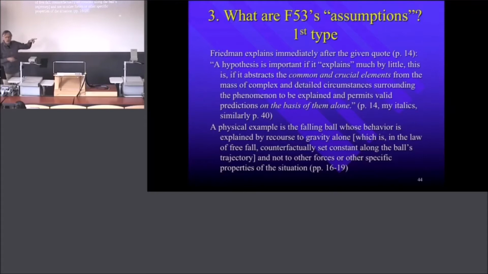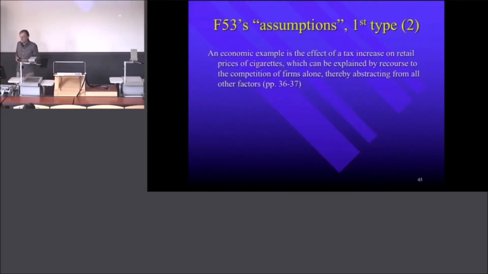The common and crucial element in all these free fall and similar examples is gravity. You can set it constant. Forget about the variation. Forget about the other forces. That's the common and crucial element. So this is what he means here. An economic example is the fact, say, of a tax increase on retail prices on cigarettes. Right? This is the example that I mentioned already.